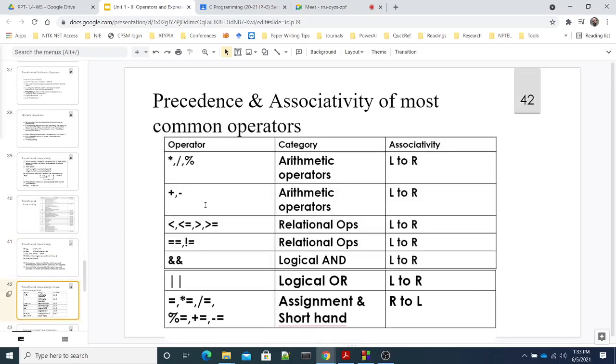Okay, this is a subset of that table, the commonly used operators. It shows the higher precedence, then the next level of precedence, then the next lower level, like that. And what is the associativity? You can roughly try to remember this so that it will be helpful when you are doing programs.